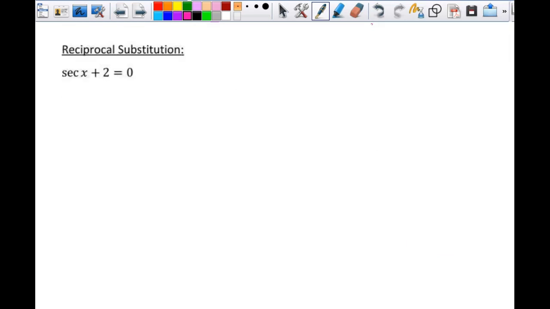Secant x plus 2 equals 0. All right, so what I would do, I wouldn't change it right now. I'd move this over and say that the secant of x is equal to -2. So what's the reciprocal of secant? Cosine. So the cosine of x is equal to what? -1/2. Good.